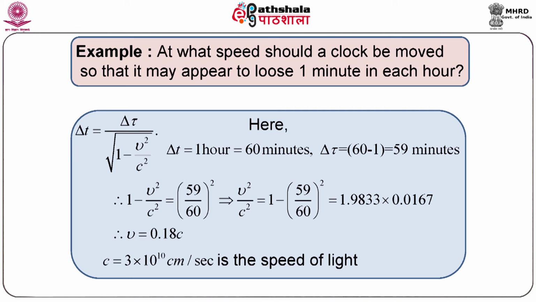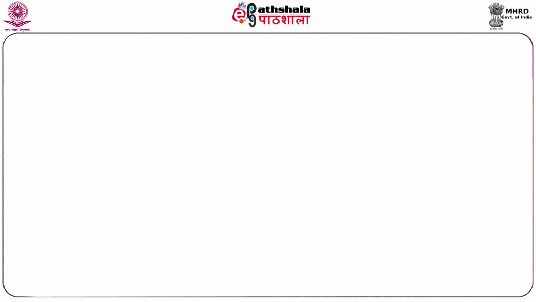This is again of the form a² minus b². Using the formula of a² minus b², we get this result. Taking the square root and multiplying by c, we get v equal to 0.18 into c. c is 3 into 10 to the power 10 centimeter per second. This gives the speed of light.